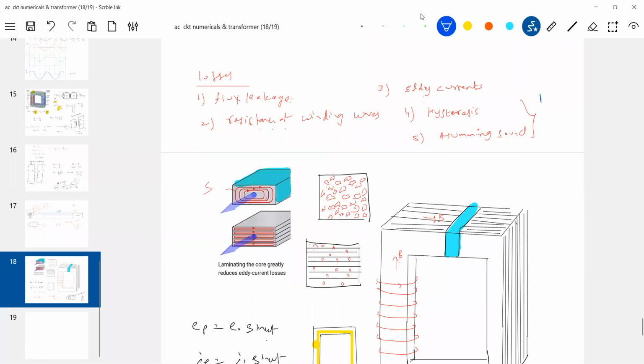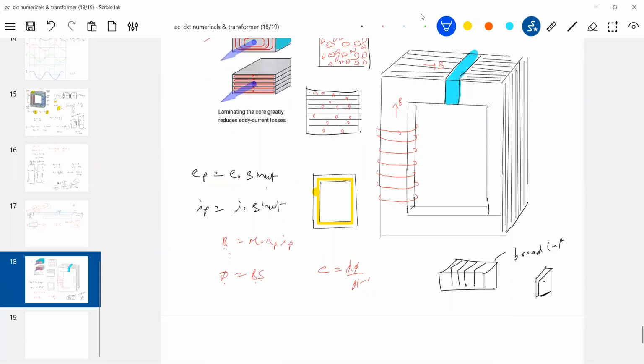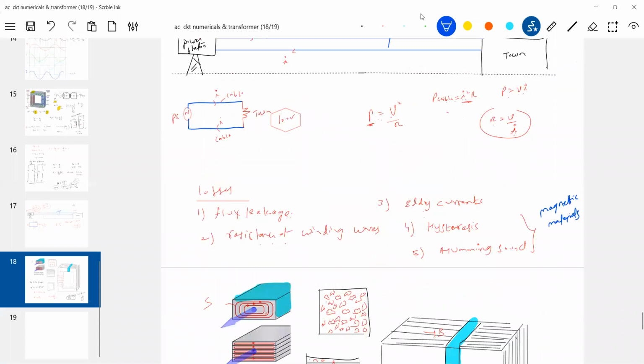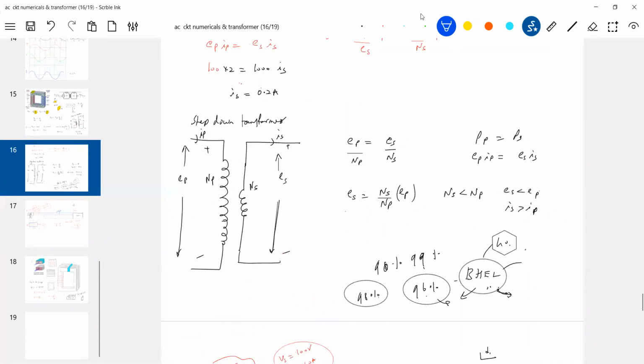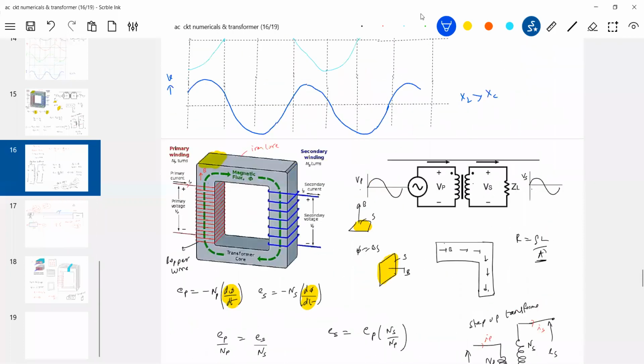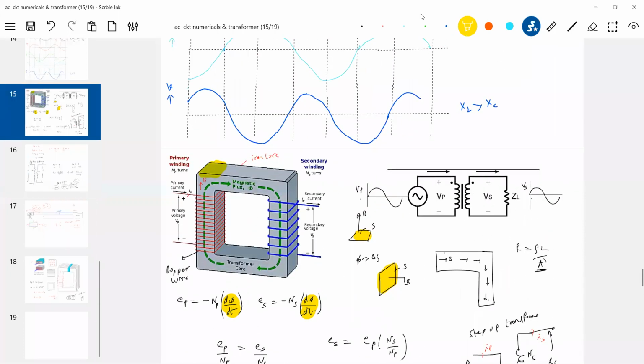We need an idea of magnetic materials. I think just two formulas are there that you have to remember. Nothing else is there. And always the primary and secondary voltages will be in phase. I think I've drawn it. This is very important. Check this graph. They will be in phase. The winding is such that they will be in phase.